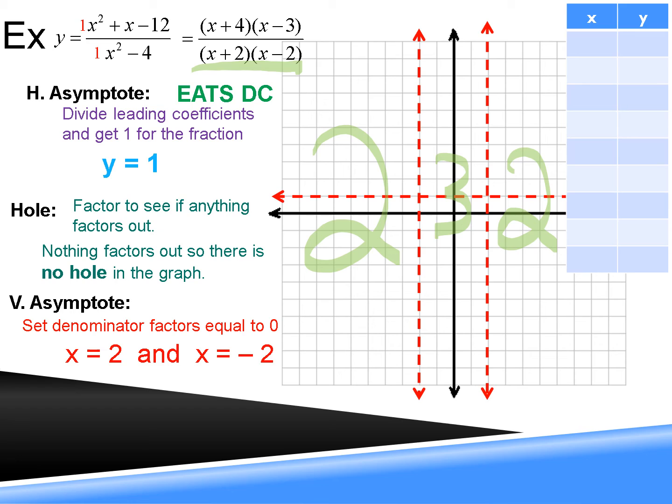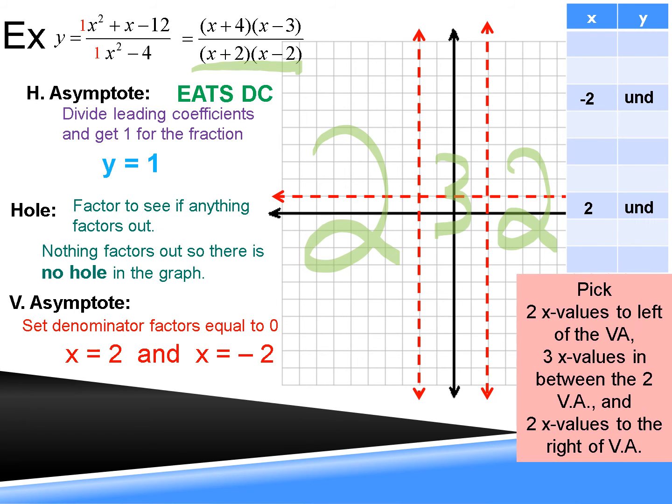So 2 to the left of the left asymptote, 2 to the right of the right asymptote, and 3 in between. So what I'm going to do is come down 2 spaces from the top, and I'm going to put my negative 2 in. And then 2 spaces from the bottom, and then I'm going to put my positive 2. So just remember, if you have two vertical asymptotes, it's 2, 3, and 2. Okay? I'm sorry if I get a little excited doing this problem. I love these kind of problems.